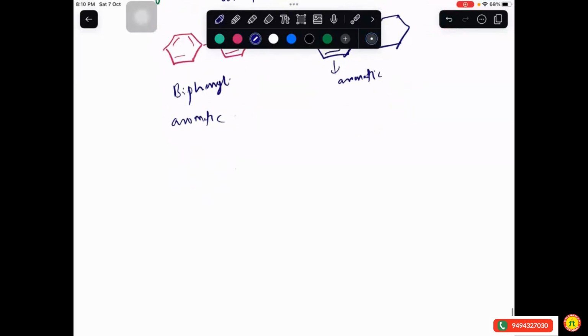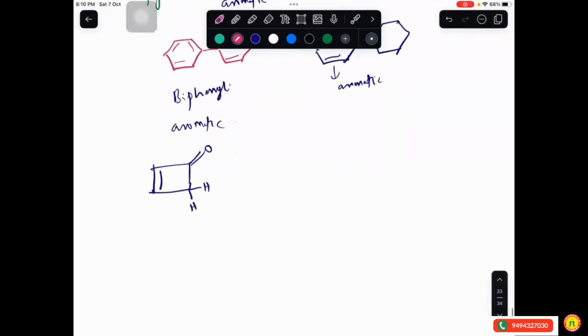So next one, some other molecules we will discuss. Suppose one molecule is given like this, with a double bond O, and here a hydrogen is there. Observe carefully. Sometimes this molecule can shift here, so it is forming a double bond here. Here O minus, right? Here plus is there.